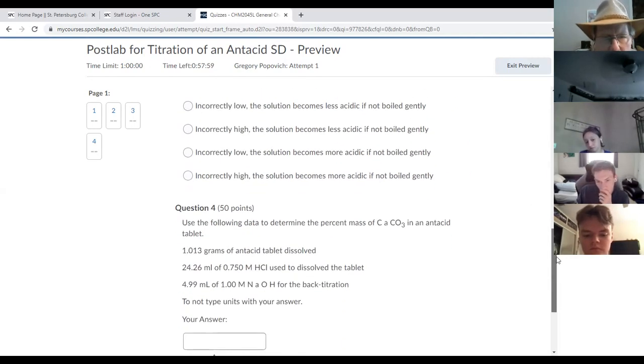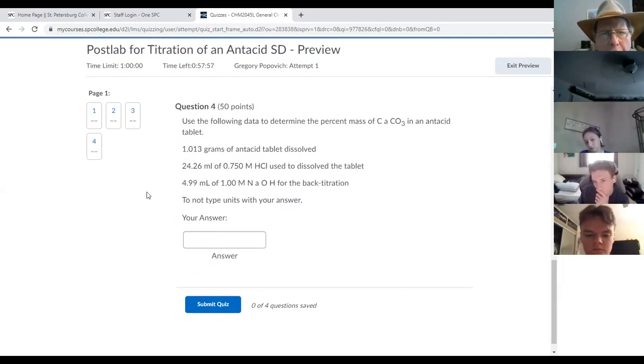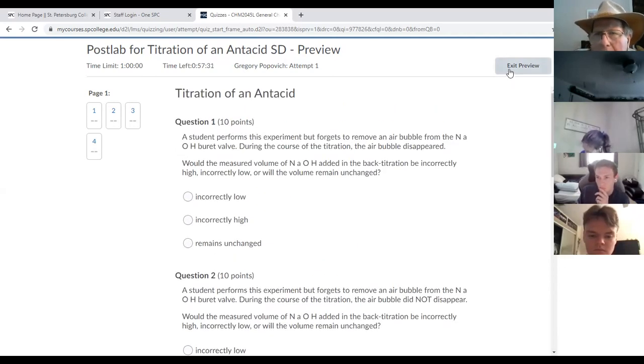Last question is going to be, you're given data, basically you're given all the data you need to solve the problem, just like you did in the results section. Any question about the Postlab? Okay.